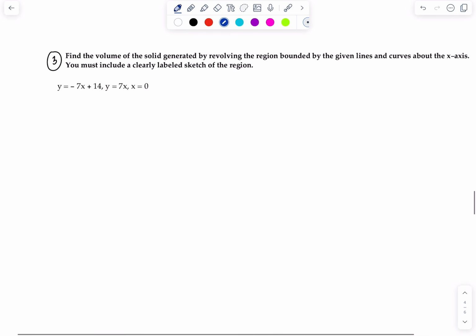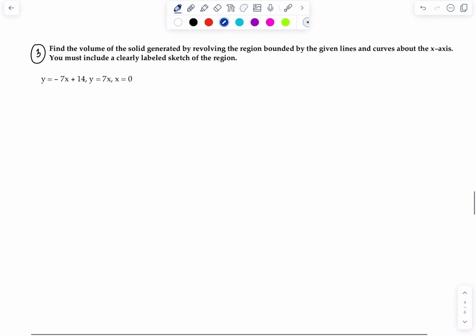Find the volume of the solid generated by revolving the region bounded by the given lines and curves about the x-axis. You must include a clearly labeled sketch of the region, most certainly. So this time they're not giving us the graph. That's fine. You should be able to graph, what is this, just a few lines in Calc 2, I would certainly hope. We're still spinning around the x-axis. We'll switch that up in a minute, but one thing at a time.